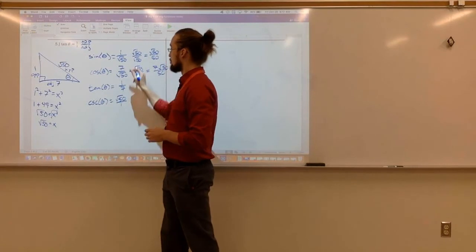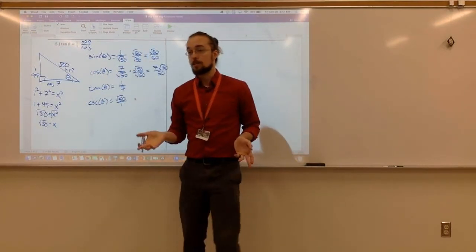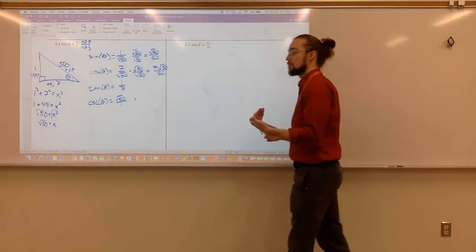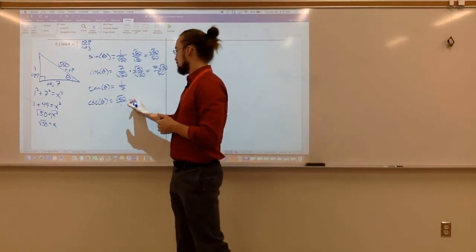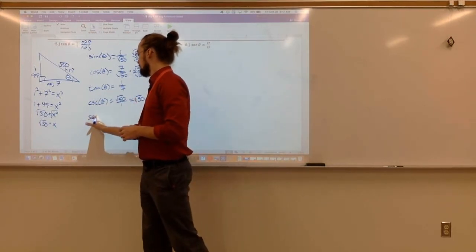So I'm just taking the reciprocal of this version of sine. And I don't have to rationalize, right? My square root is in the numerator. Square root of 50 over 1 is just square root of 50. How about secant?